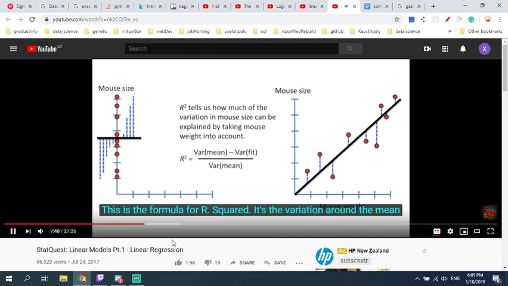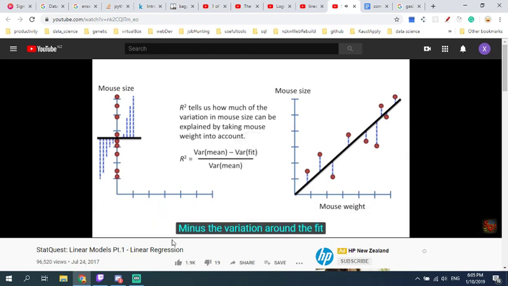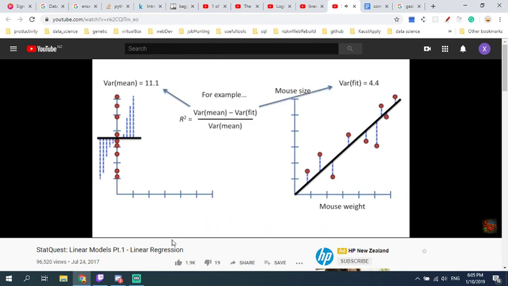This is the formula for R squared. It's the variation around the mean minus the variation around the fit divided by the variation around the mean.